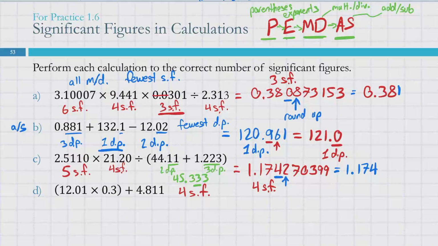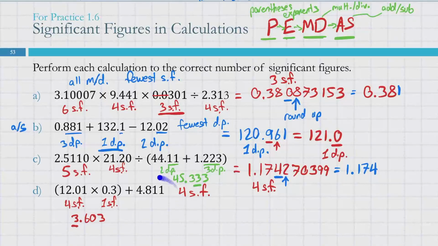And then for D, in parentheses, we've got a calculation. We've got multiplication. What's our rule for multiplication? Fewest sig figs. So we've got 4 sig figs. And how many for our other one? 1, because we've got a leading 0. And leading zeros aren't significant. So we're going to put that into our calculator, 12.01 times 0.3. Our intermediate number, 3.603, we're going to have one significant figure. So the 3 is our only significant figure. It's important that we keep the rest of the numbers because it will affect the way that our calculation turns out.